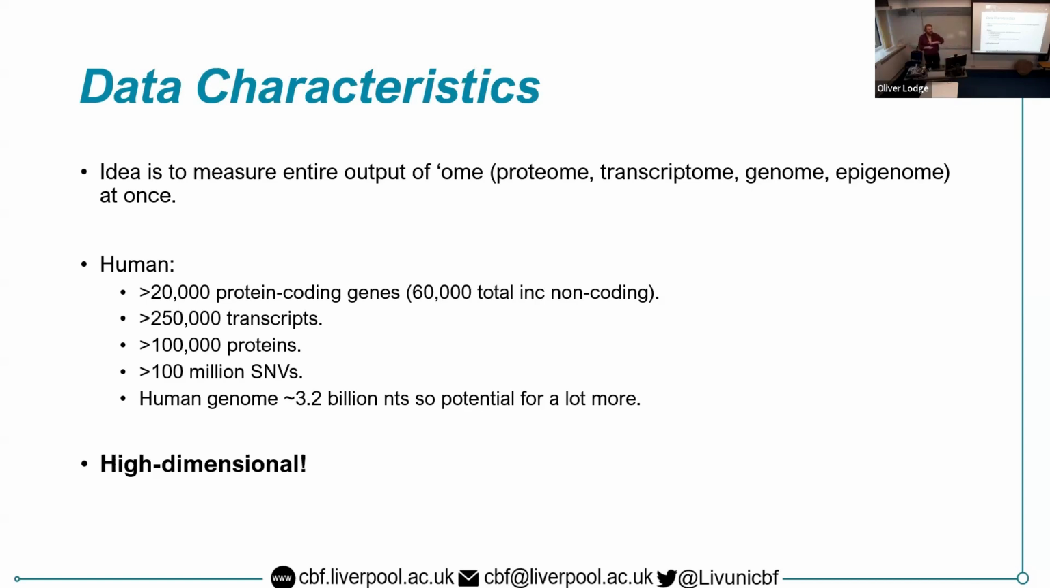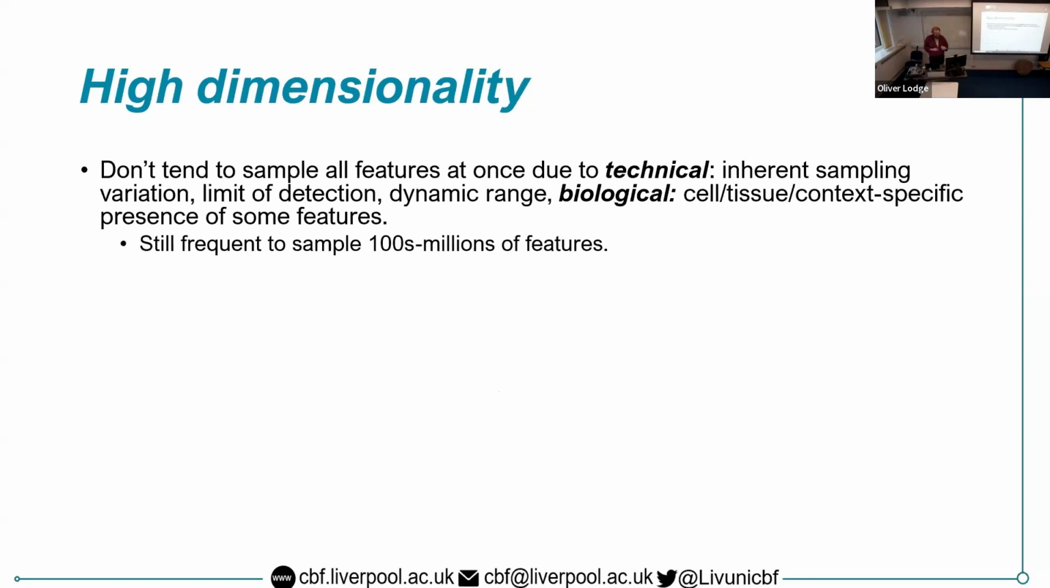Needless to say, a lot of this can get quite high dimensional, especially when you're dealing with genetic data with this kind of nucleotide variation data. There are also some factors to consider here, though: you may not identify all features at once. Some of this is due to technical reasons. Inherent sampling variation tends to be assumed to be a stochastic process where you will miss certain things due to fluctuations in the system you're measuring.